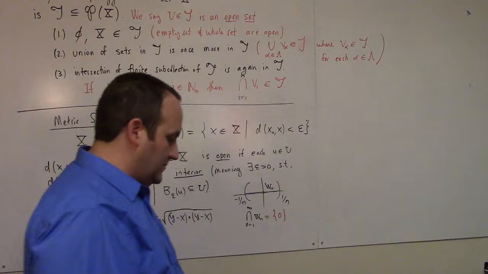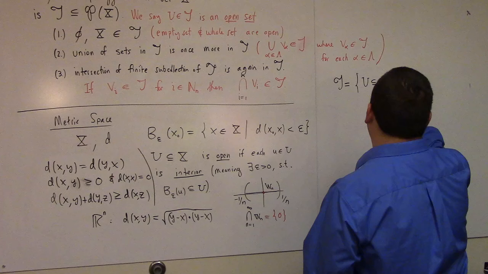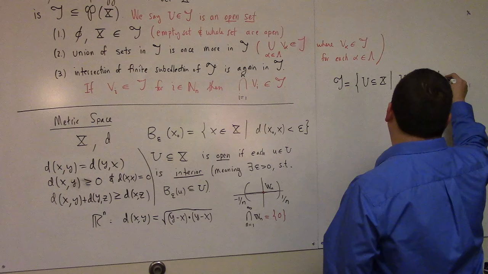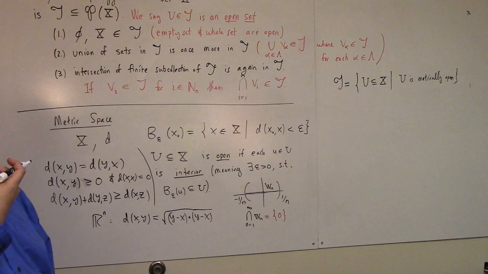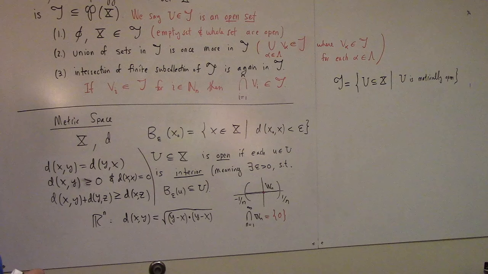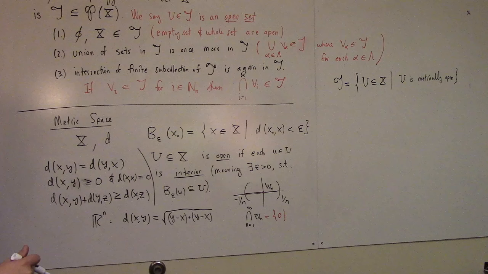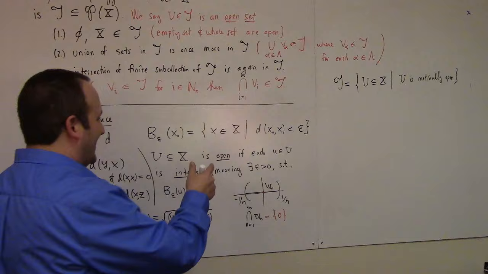So again, T is equal to U, a subset of X, such that U is metrically open. I'll just call that metrically open to give an emphasis on the notion. I have to check all three of those. Is the empty set open in the metric sense? There's nothing to check, so trivially so. Check. Is the whole set open? Yeah, considering that every open ball only has points in X. All right, so axiom one, we're good to go.